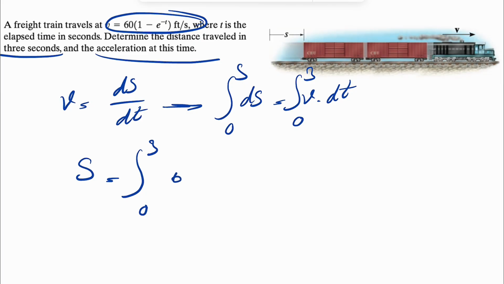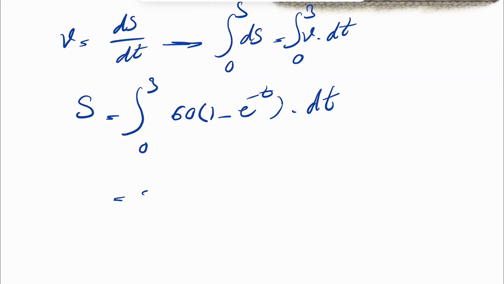which is the expression that we have, 6 times (1 minus e to the minus t). To find this integral, we can take out the 6. From the first term we get t, and from the second term we have e to the minus t, and this will be from 0 to 3.